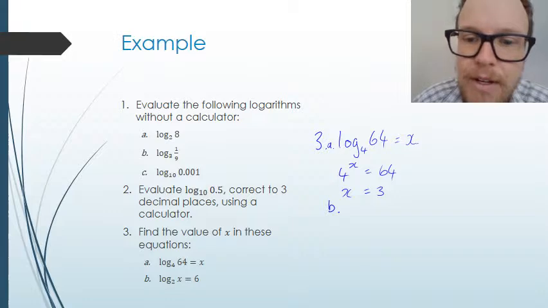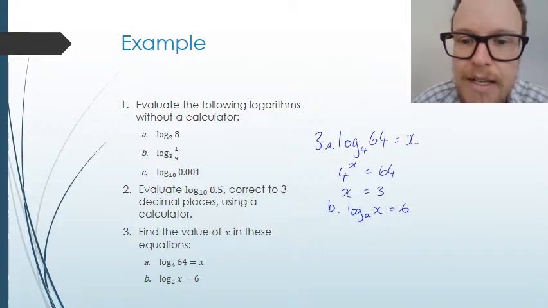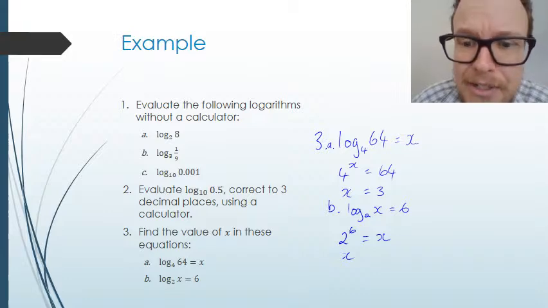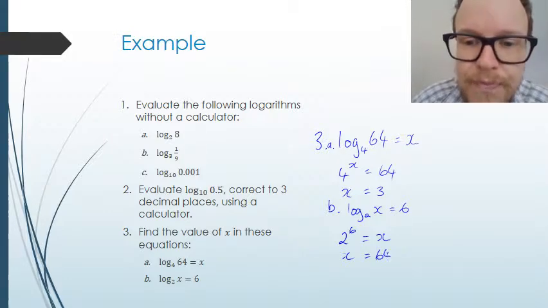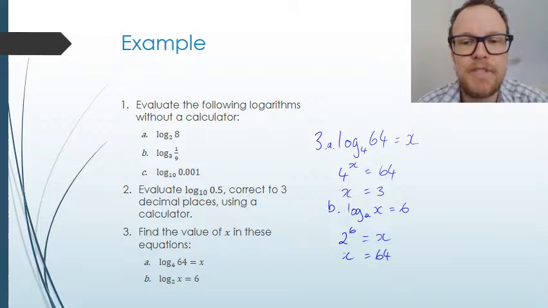For b, we've got log to the base 2 of x is equal to 6. If we were rearranging this, we'd be saying we've got the base 2, the exponent is 6, and that equals x. So that means x is just 2 to the power of 6, and 2 to the power of 6 is equal to 64. Because 2 times 2 is 4, and then if we do that 3 times, then we get 64.